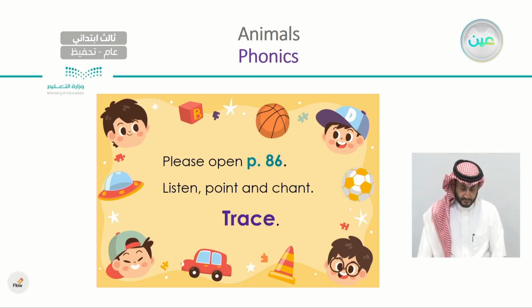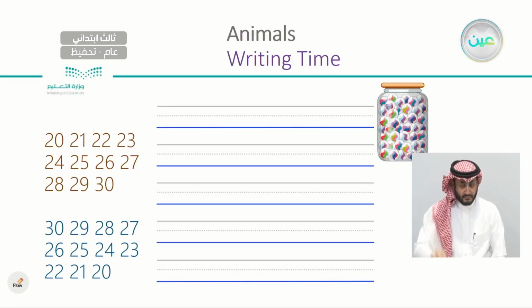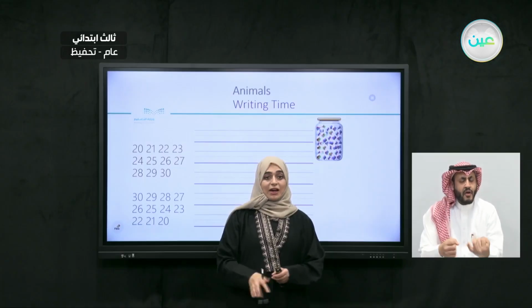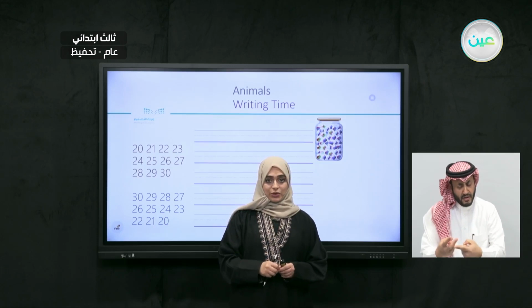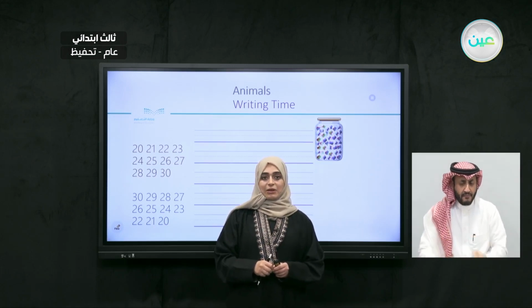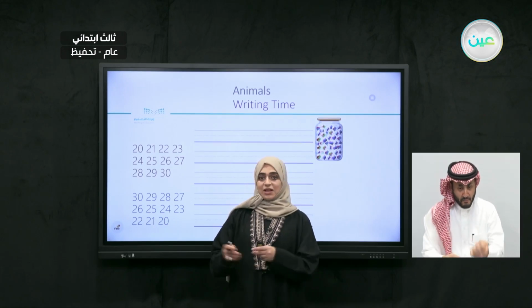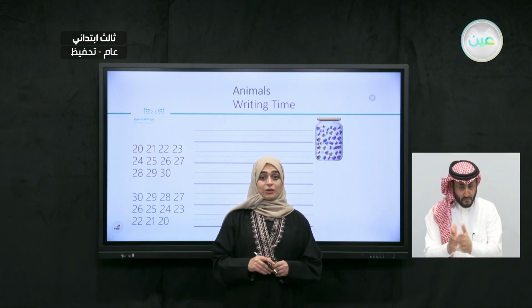Now we're going back to numbers. We are going to listen, point, and chant on page 86. Now let me ask you, what are the things that come in big numbers? Maybe you have 1, 2, 3 favorite toys, right? And maybe you have more books, right? Maybe you have 10 books that you like to read.